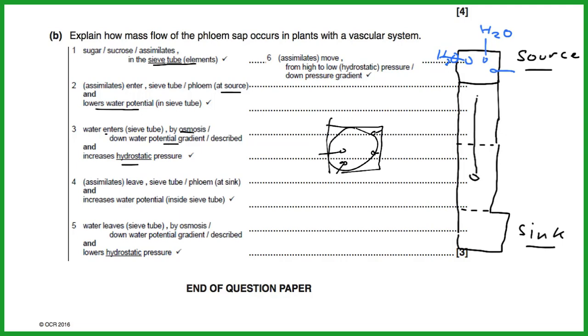Whereas at the sink, the sucrose is leaving or being used, which would increase the water potential, make it less negative because there's less sugar. Therefore water would leave by osmosis, which would lower the hydrostatic pressure. And therefore the sucrose would move from a high hydrostatic pressure in the source to a lower hydrostatic pressure, down the pressure gradient, moving through the phloem sieve tube elements.